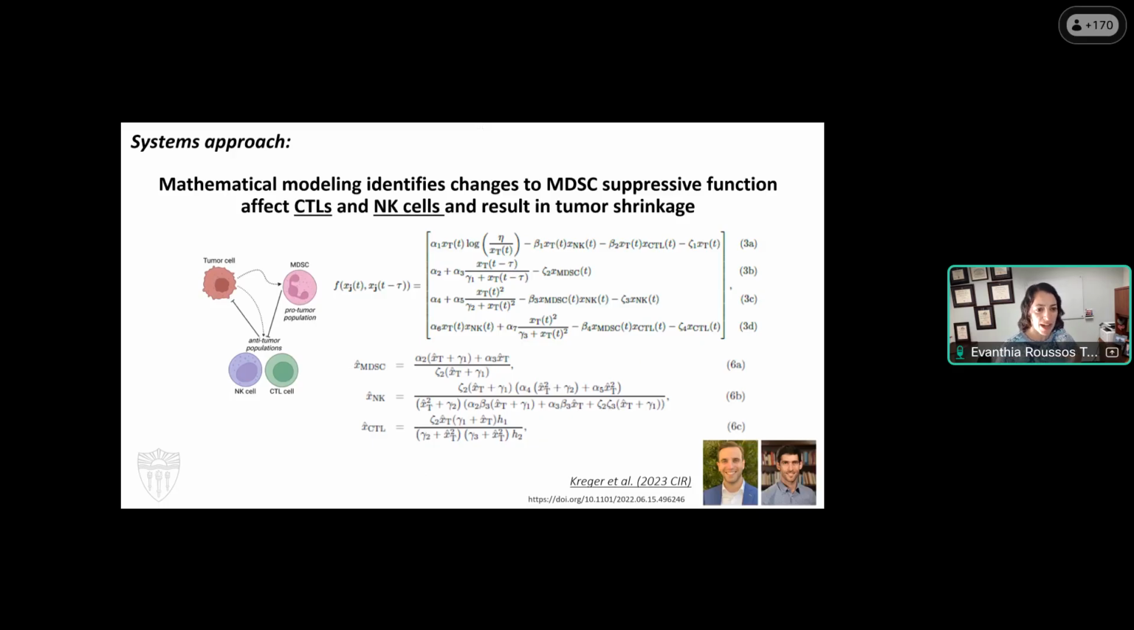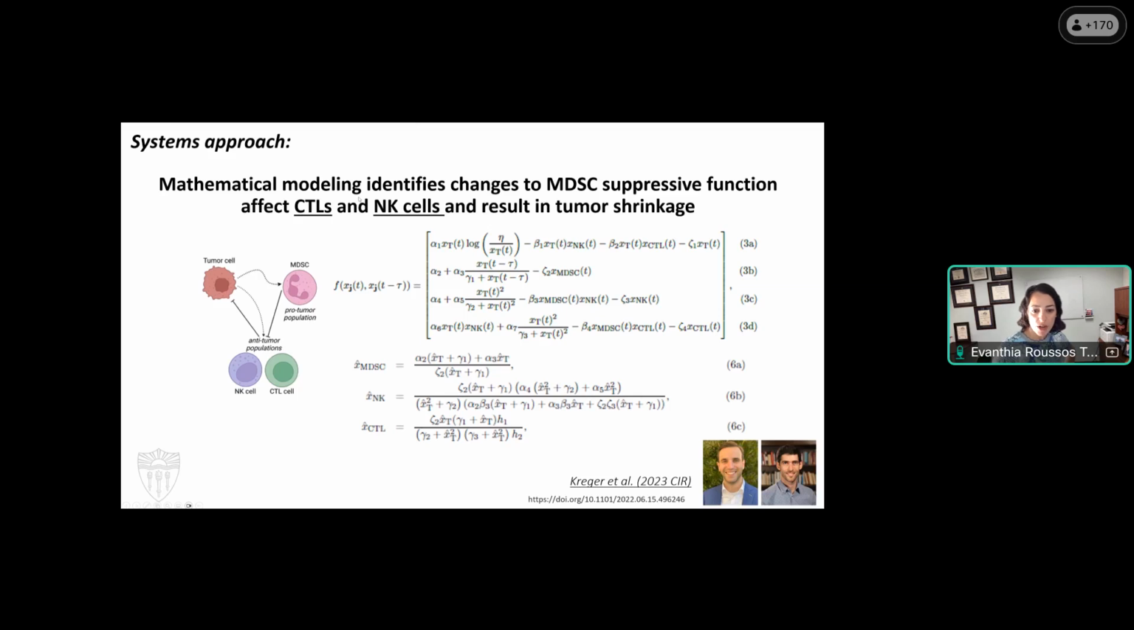And we used a math model and developed this together to identify changes in MDSC suppressive function to see if we could mimic the effect of MDSCs on cytotoxic T lymphocytes, CD8 cells specifically, and NK cells, which are known to be affected by MDSCs as well. Can we actually do this enough to result in tumor shrinkage?